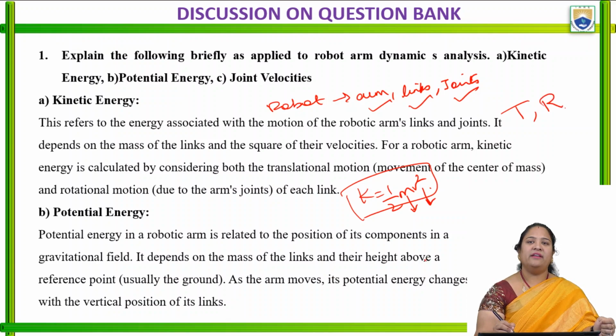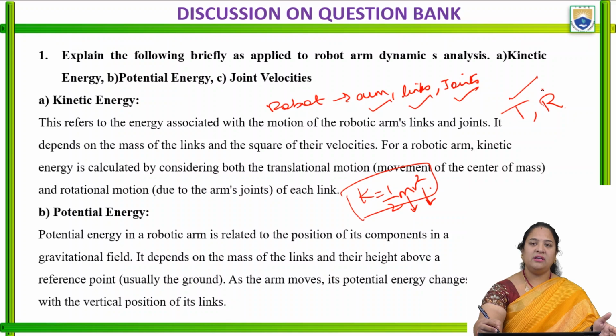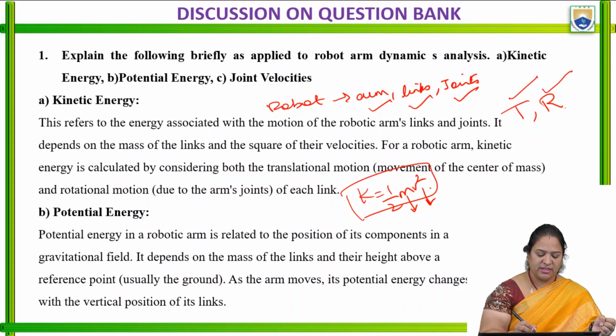That is, the kinetic energy in the robot will be determined by the motion of arms, links, and the joints, where the links depend upon the mass and the square of their velocities. For any particular robotic arm, the kinetic energy will be calculated with respect to the translation and the rotational motion.